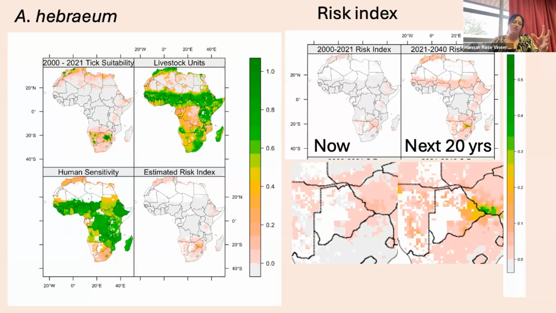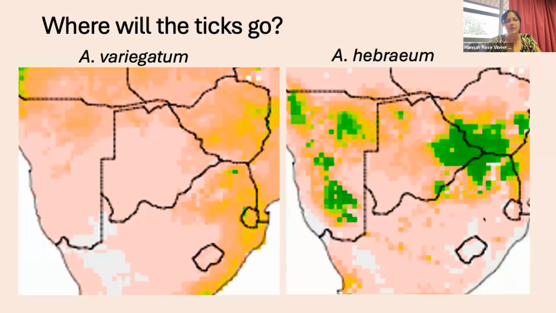So based on these models, I would suggest that Amblyomma variegatum is currently in Botswana affecting the more sensitive communities. So where will they go next? And these are potential talking points. This is not what I'm saying is going to happen. It's just to stimulate some discussion.